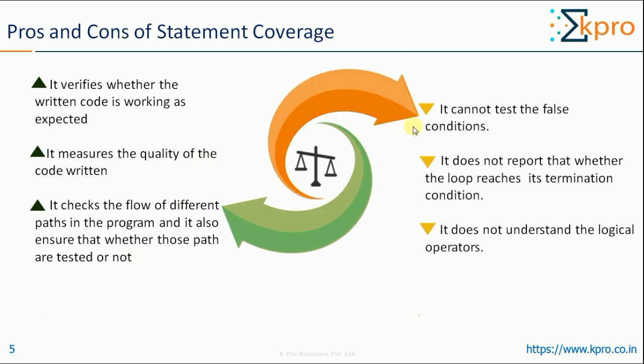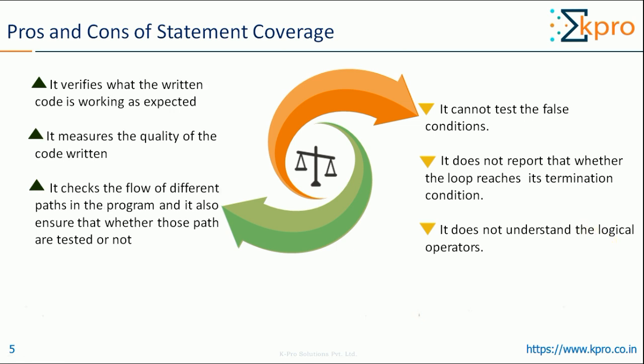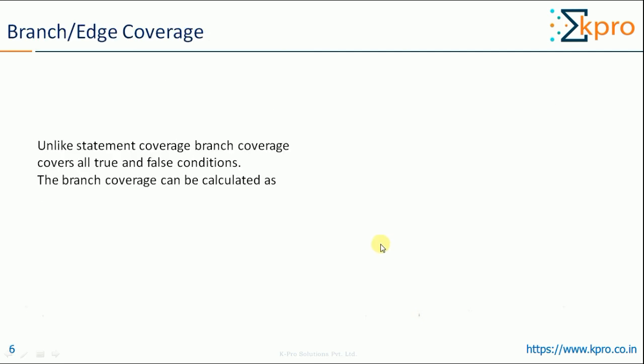Let us see the disadvantages. It cannot test the false conditions. It does not report whether the loop reaches its termination condition. It does not understand the logical operators. In order to overcome these disadvantages, branch coverage comes into picture.